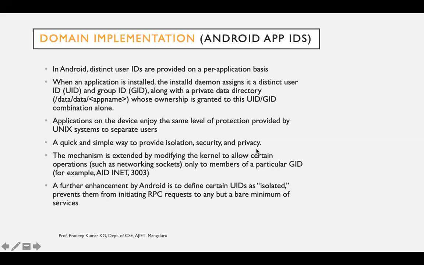Along with that, you can extend by modifying the kernel to allow certain operations only to members of a particular group ID. As an example, you can install any third-party application on your mobile if you allow the developer option on your mobile phone. That's how it works. So you extend it by modifying at the kernel level.